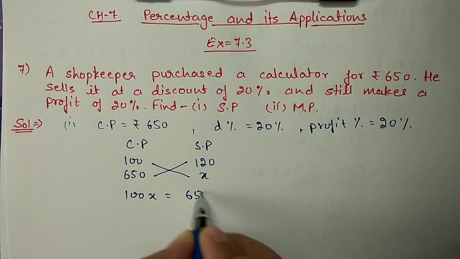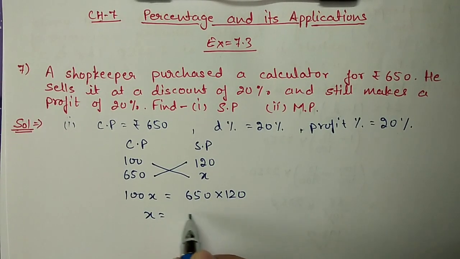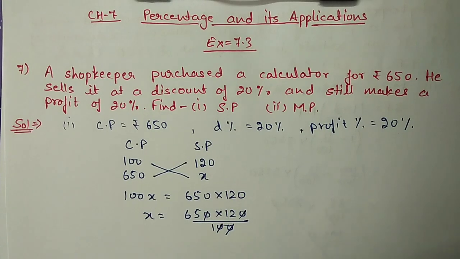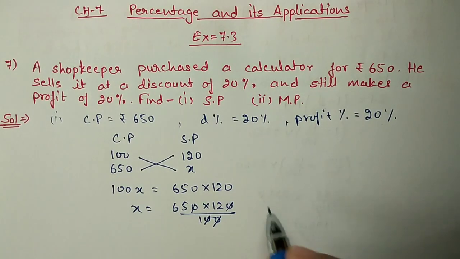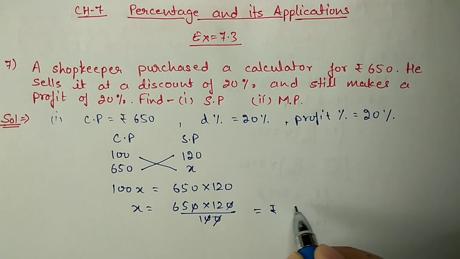100x is equal to 650 into 120. So x value will be 650 into 120 divided by 100. So 2 zeros you can cancel out from these two numbers. We have to multiply, so 65 into 12, after multiplication we will get 780.